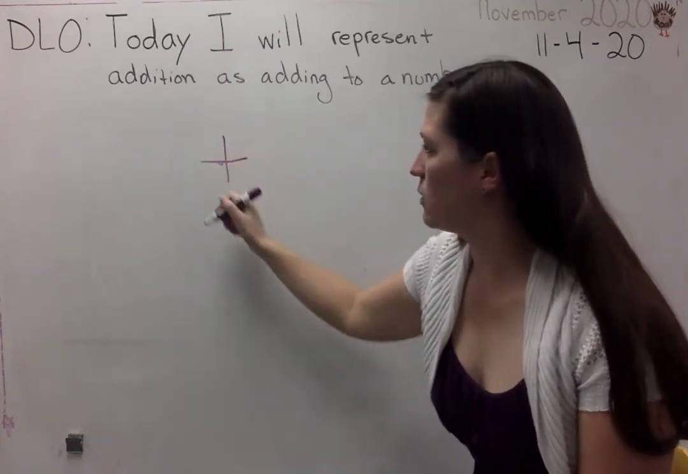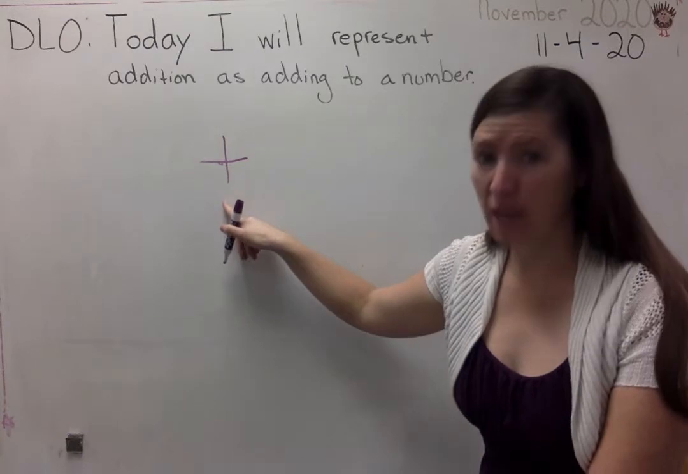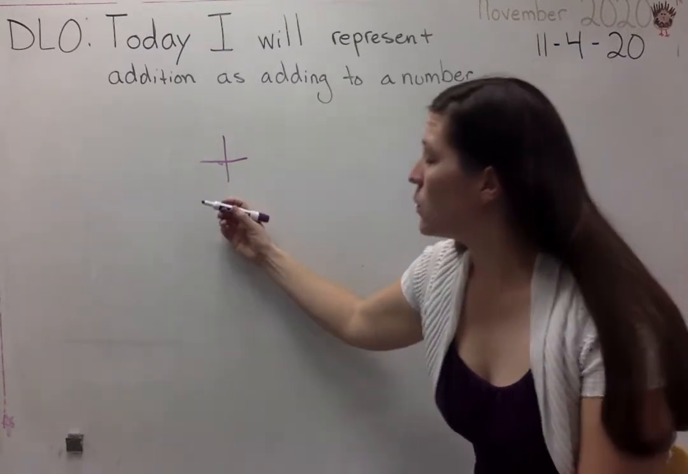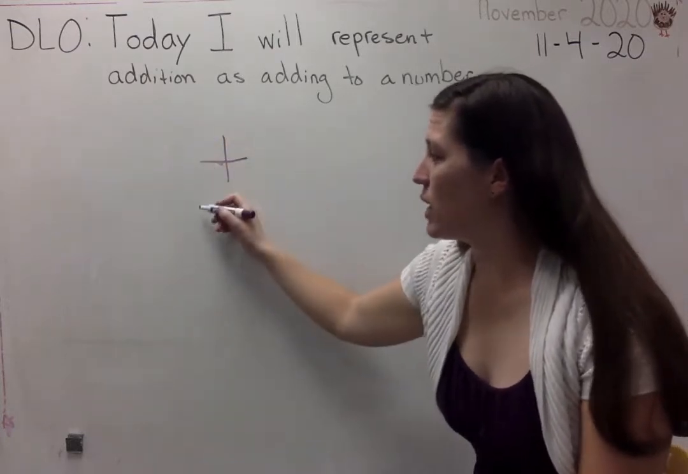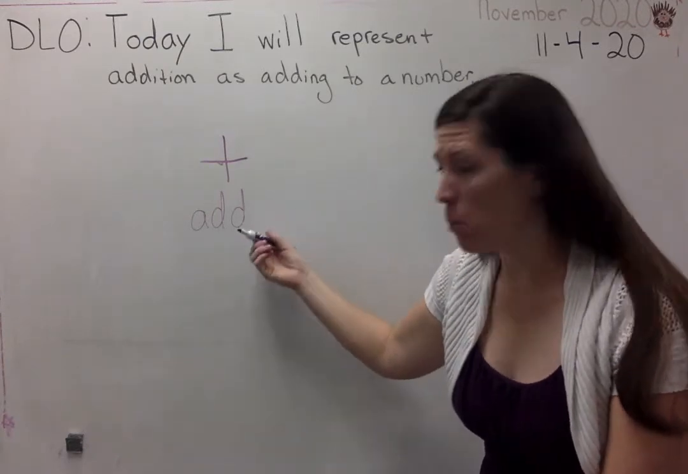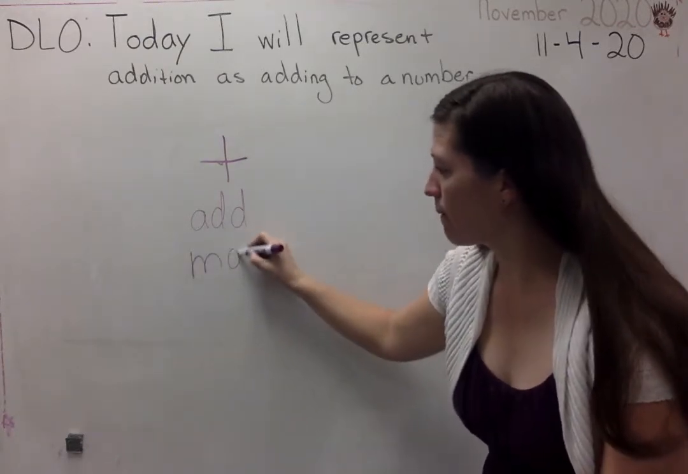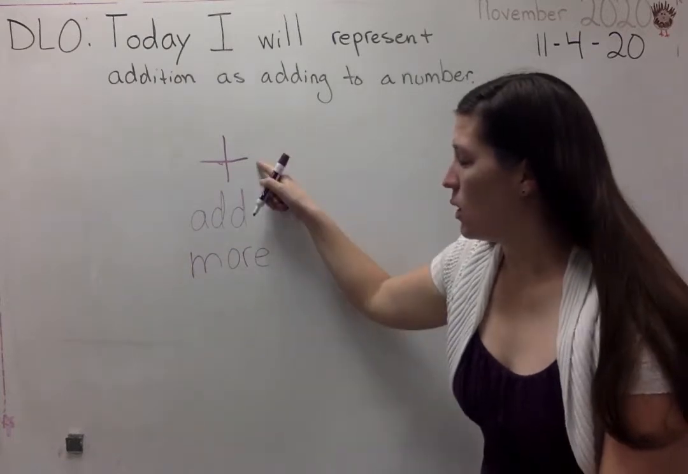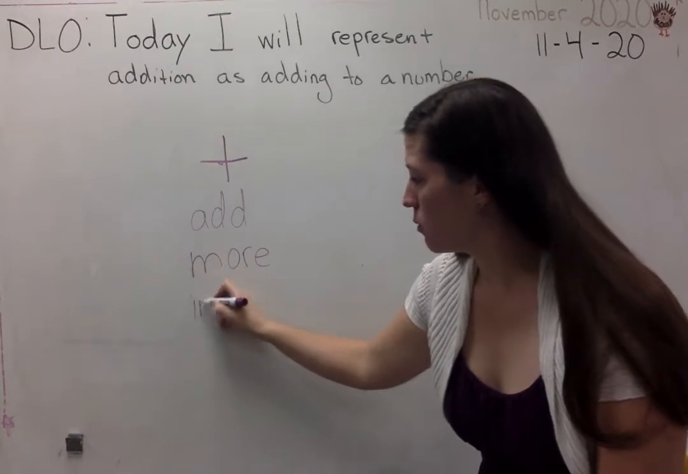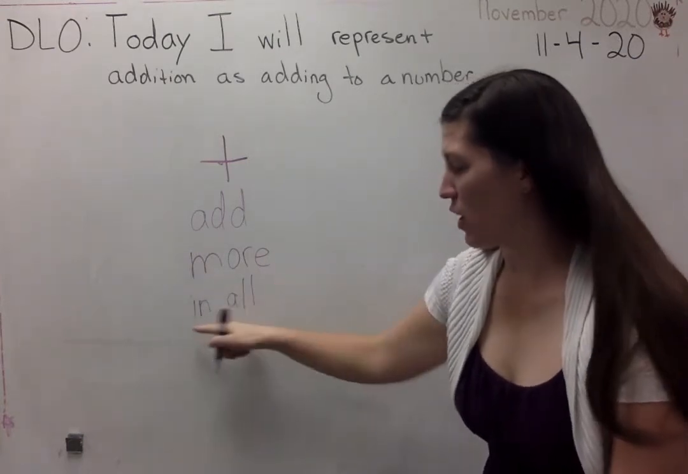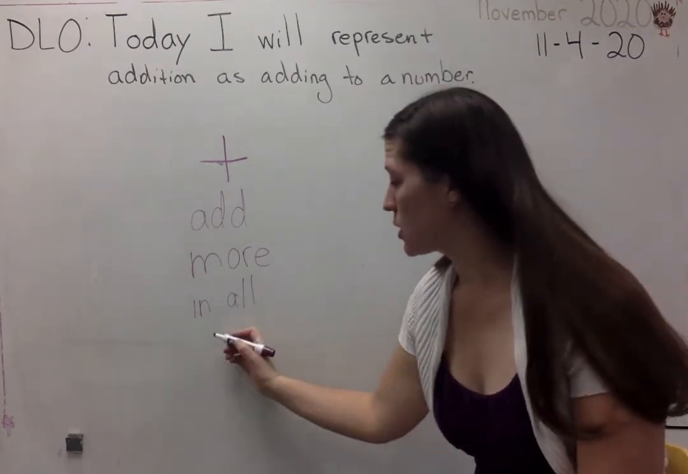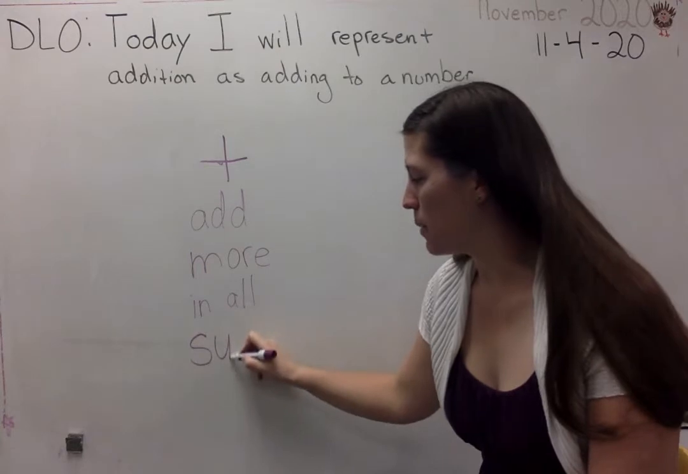Our operation is plus. So say operation, plus. When we see plus, we add. When we add, we're getting more. Sometimes you'll hear how many in all, to find out what the total amount is. And then to find the answer, it's called the sum.